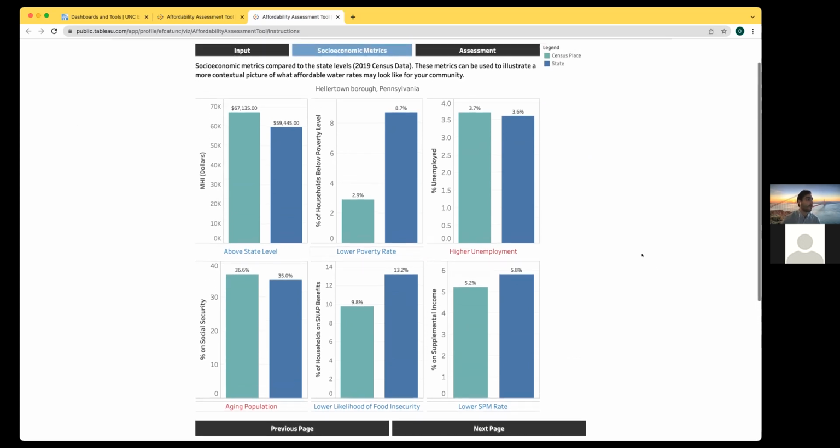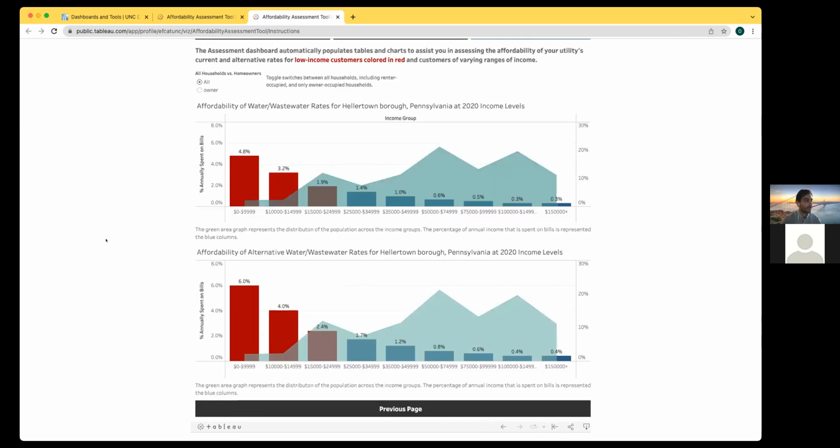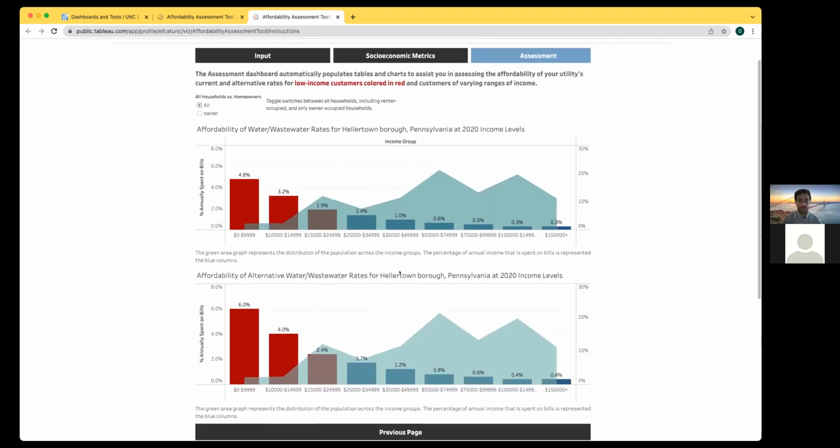This might help provide a broader picture of affordability for the town, and look at some additional metrics that you as a person from the town probably already know, but can help put into a visualized quantitative format. We'll go to the next page for the assessment part. Here we can see, based on these imaginary rates that I just entered, what the affordability of the water and wastewater rates are for Hellerton Borough at 2019 and 2020 income levels.